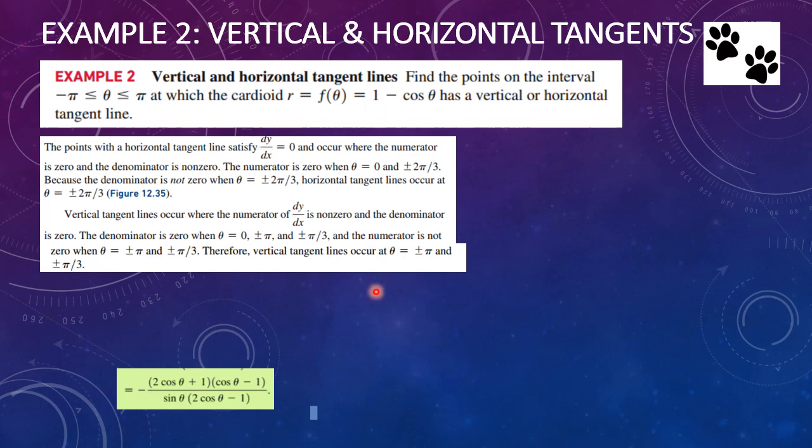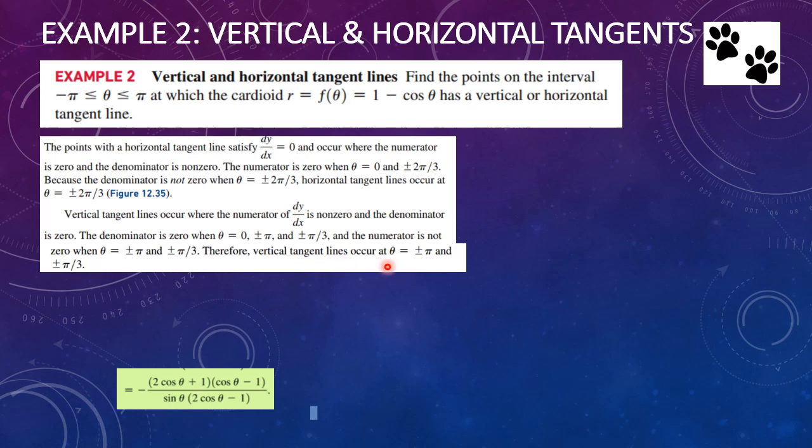Let me restate that. So we have horizontal tangent lines at plus or minus 2 pi over 3. We have vertical tangent lines at plus or minus pi, because this is when the denominator is 0, also remember that sine of theta is 0 when theta is pi. That's the y value. So plus or minus pi are also two values for the denominator to be 0.